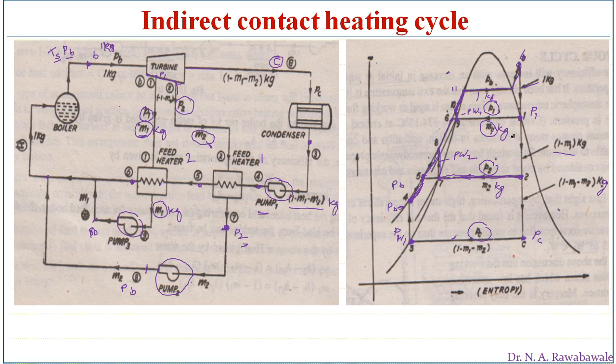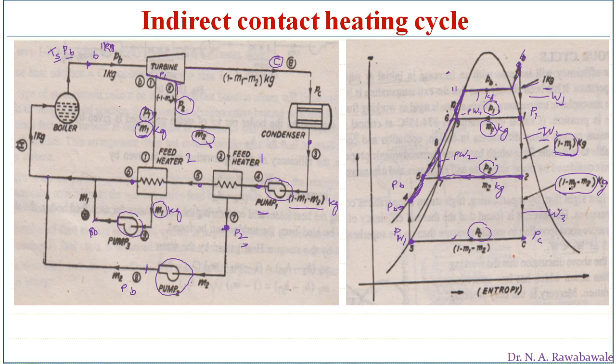So here the work done is divided into 3 stages: turbine work 1, W1, turbine work 2, W2, and here W3. So 3 works are done. In the first case, work done 1 is done by 1 kg of steam, work done 2 is done by 1 minus m1 kg of steam, and work done 3 is done by 1 minus m1 minus m2 kg of steam. So here the work is done by different masses of steam, not by a single mass of steam.